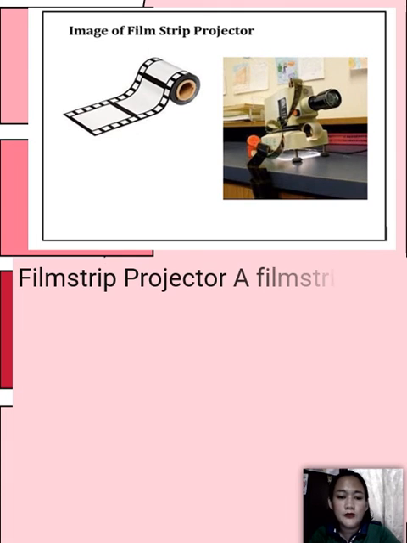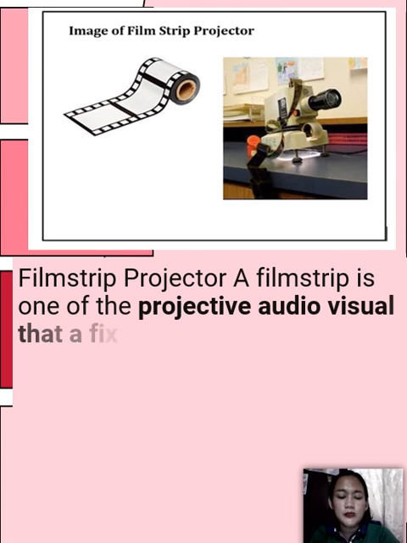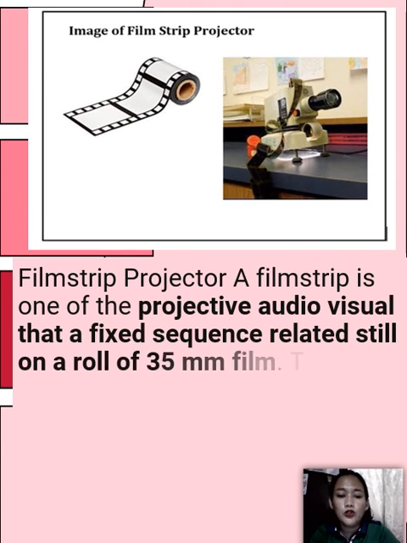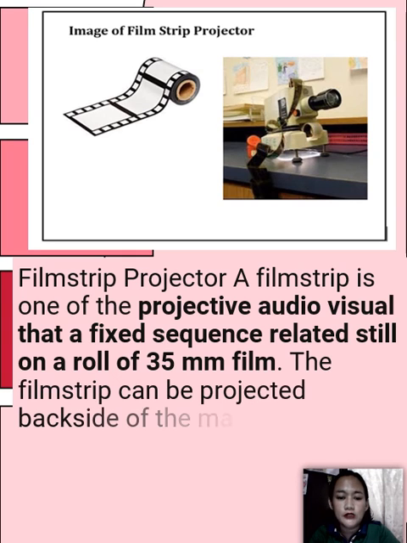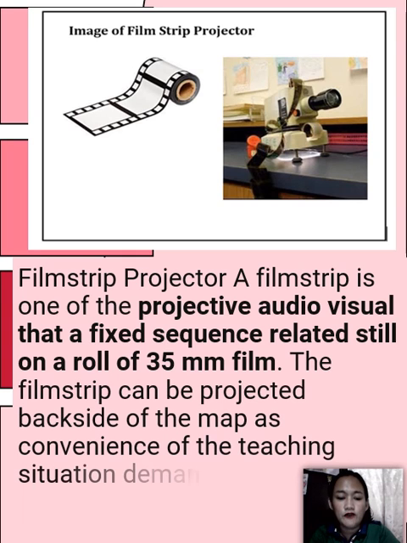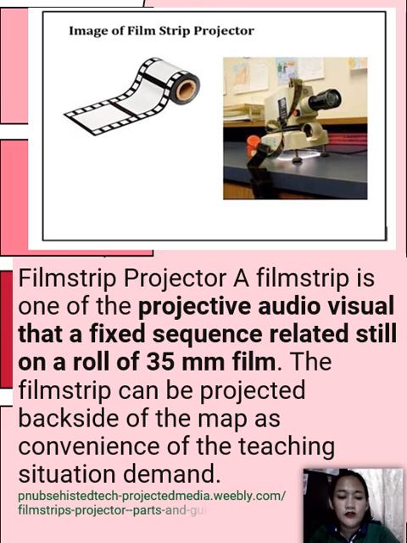This is a film strip projector. A film strip is one of the projective audiovisuals that has a fixed sequence of related stills on a roll of 35mm film. The film strip can be projected backside of the map as the convenience of the teaching situation demands.